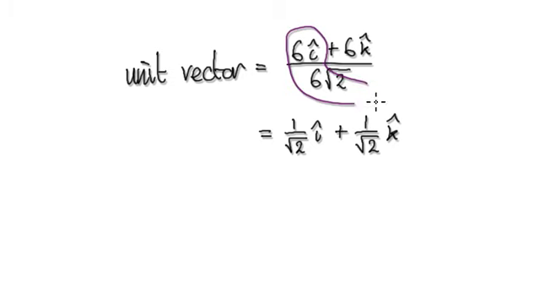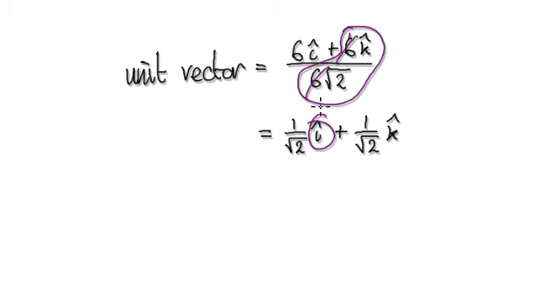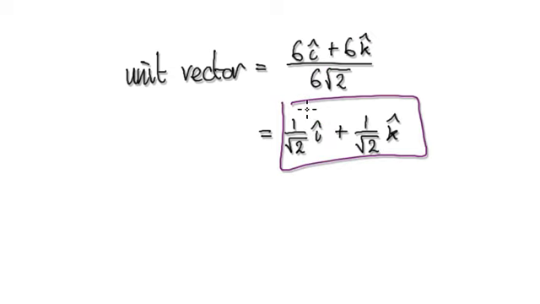So now you can see that these two will cancel out, giving you 1 over root 2 i hat, and then this thing here, these two will cancel out, giving you this. So this is your unit vector that's perpendicular to the other two vectors. So this is your unit vector.